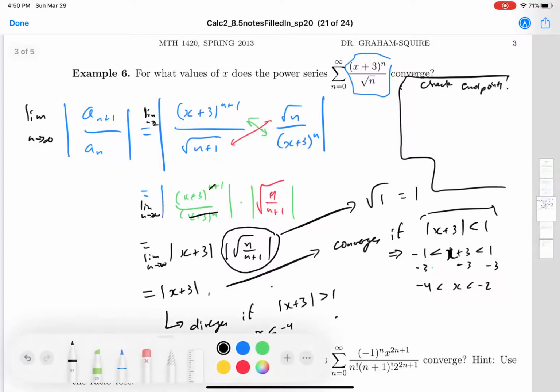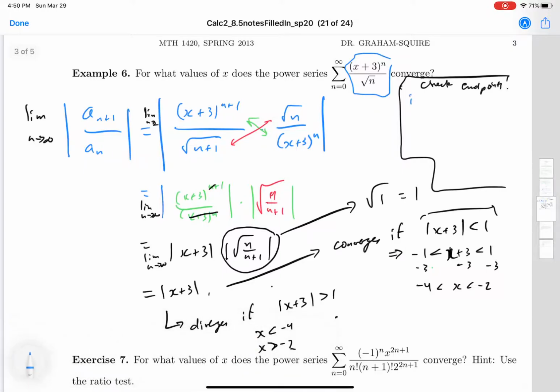So let's do that. I don't know if I have room in this box, but I'll do at least one of them. What happens when x equals -4? Well, if x equals -4, I go back and I plug this into my original expression, and I end up getting the sum to infinity, n equals 0, of -1 to the n divided by the square root of n.